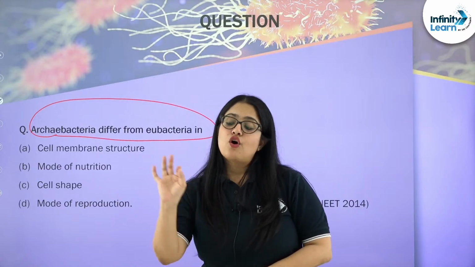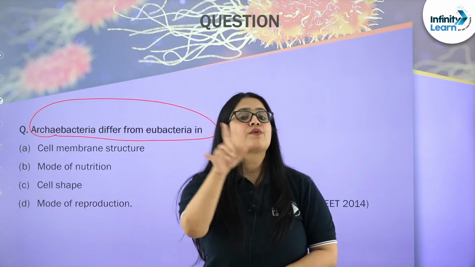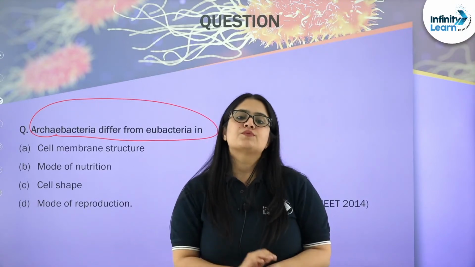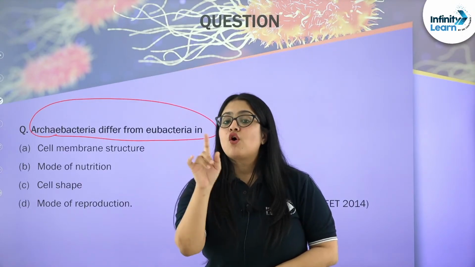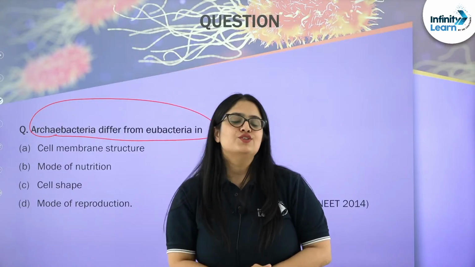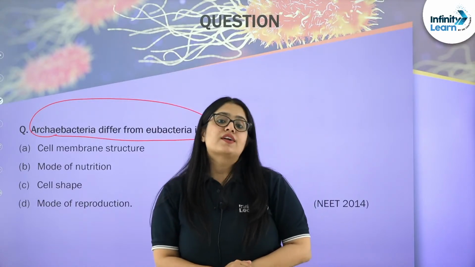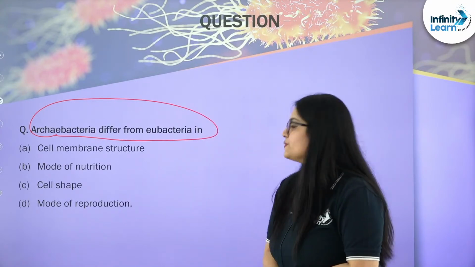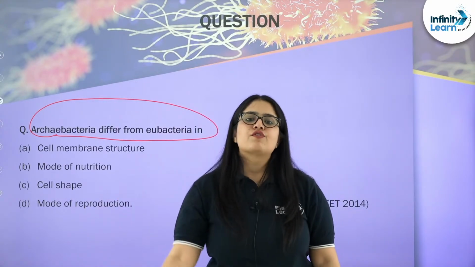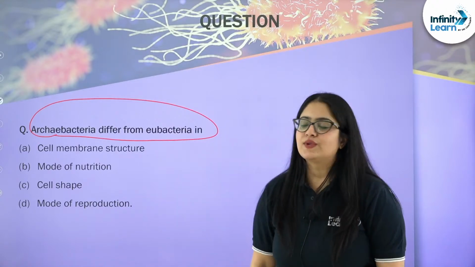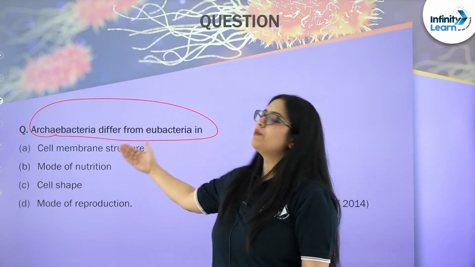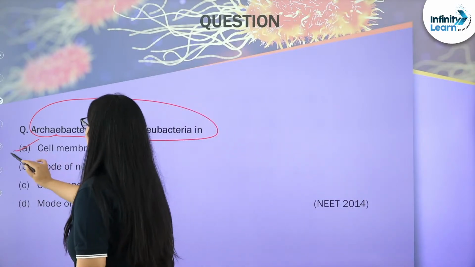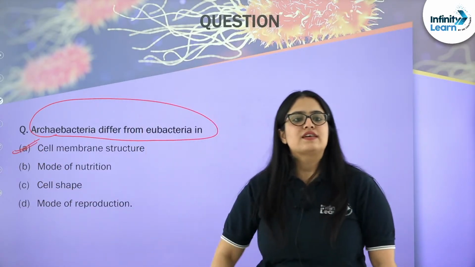Next is the membrane. The membrane of archaebacteria is different from the membrane of eubacteria. Membrane of eubacteria is a unit membrane, right? And membrane of archaebacteria is not a unit membrane. Membrane of archaebacteria is quite complex and also made up of branched lipid chains, right? So archaebacteria differ from eubacteria in both membrane as well as wall, and in this question only membrane is an option. Hence we will go with cell membrane structure. Please remember this point.